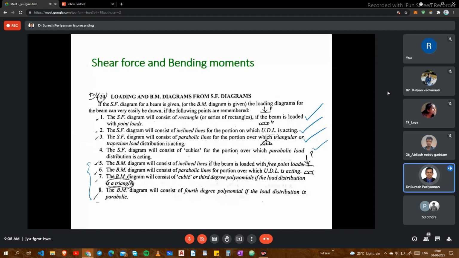The bending moment diagram will consist of inclined lines when the beam is subjected to a point load in the cantilever beam. We discussed that already. Similarly, the bending moment will consist of a cubic or third degree polynomial if the load distribution is a triangular load, this right triangle load, in this simple cantilever beam. So just go through these points, very useful when you are going to have a minor exam.